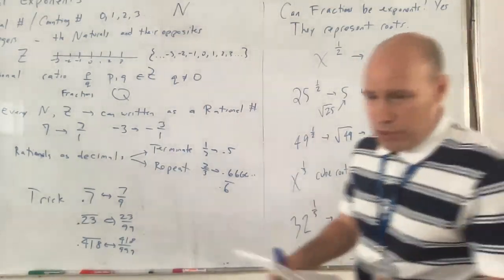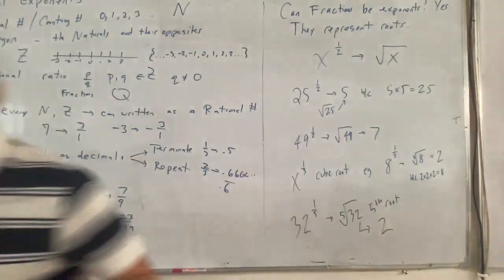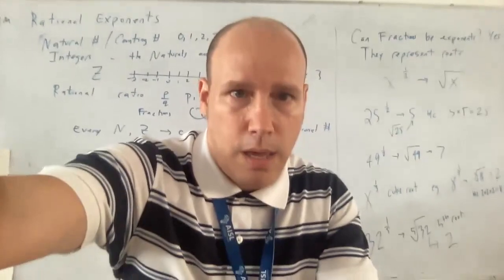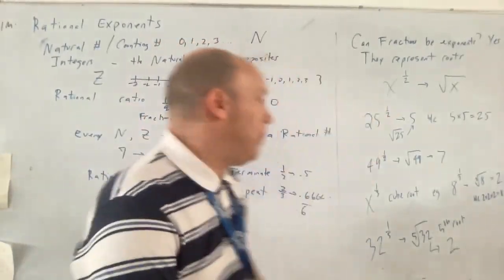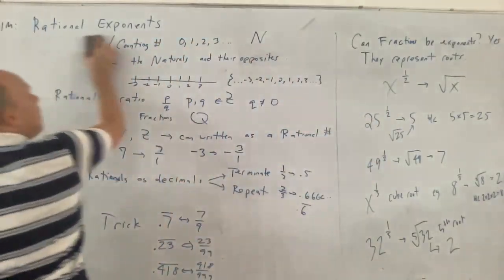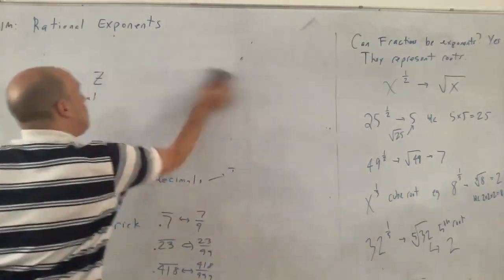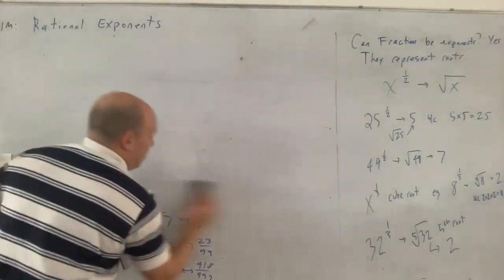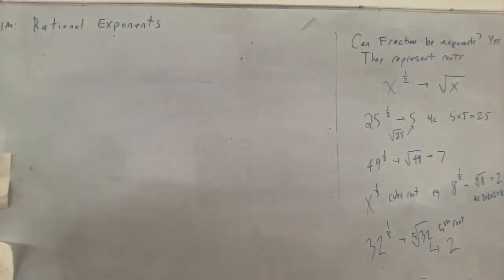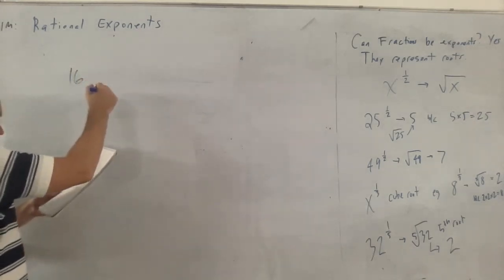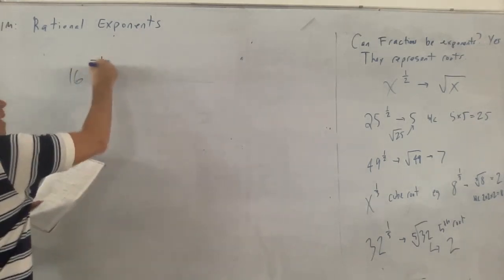Next, we have regular roots here. The question is, let's get a little more advanced. So what happens if we take it up a notch? For example, I ask you 16 to the negative 1/2 power.